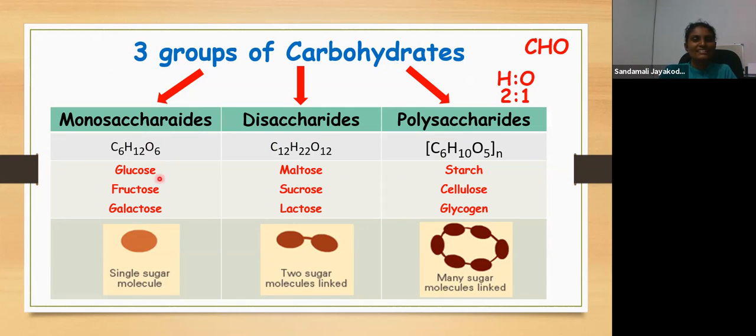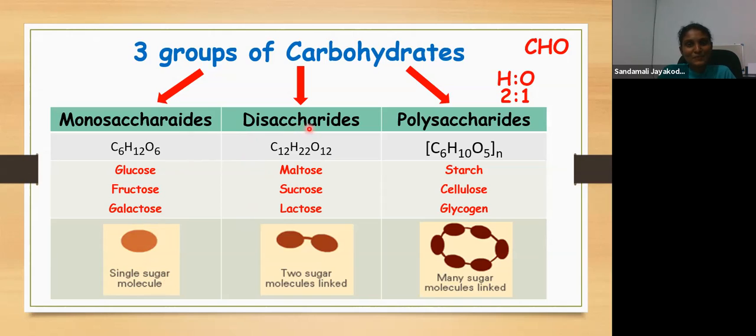When we take monosaccharide, it contains a single molecule. Mono means single. So there's only one molecule. So monosaccharide contains only one sugar molecule. As an example, there are three examples we have to learn. They are glucose, fructose, and galactose. Their common chemical formula is C6H12O6. It is applicable for all three: glucose, fructose, and galactose. So these are monosaccharides.